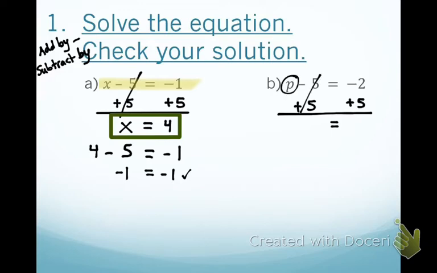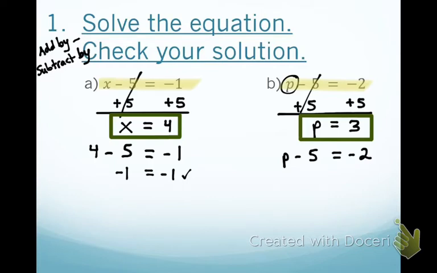So everybody drop down the P. Halen, what is negative 2 plus 5? Positive 3 is correct. That means our answer is P equals 3, so everybody box it in. Now I have to check it. Remember, whenever we're checking it, we are taking the original problem and rewriting it. So everyone drop down your equal sign, and let's write the original problem. P minus 5 equals negative 2.